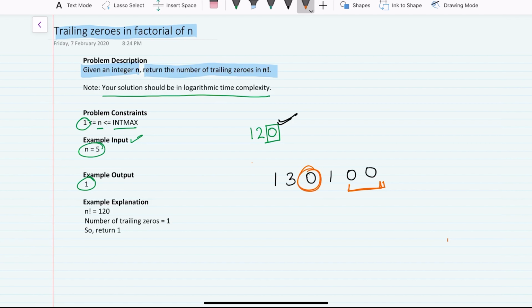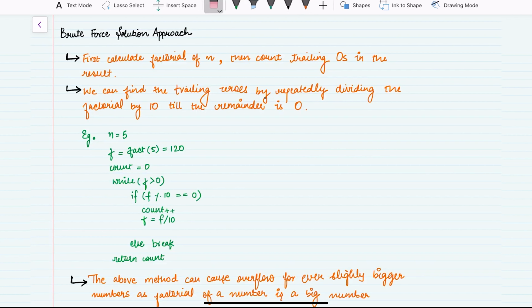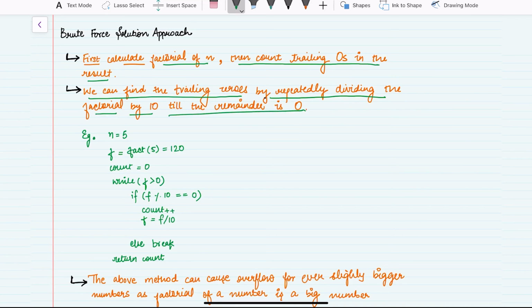Let's see how we can approach this problem. The brute force solution is that first we calculate the factorial of n and then count trailing zeros in the result. We can find the trailing zeros by repeatedly dividing the factorial by 10 till the remainder is non-zero. What do we mean by that?